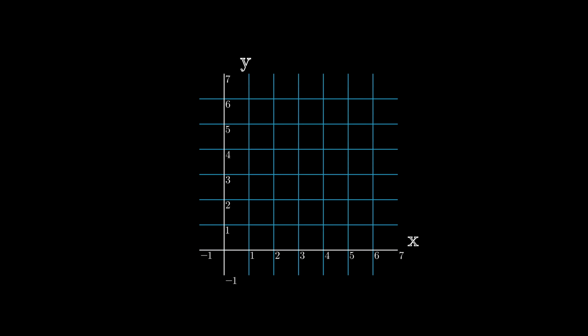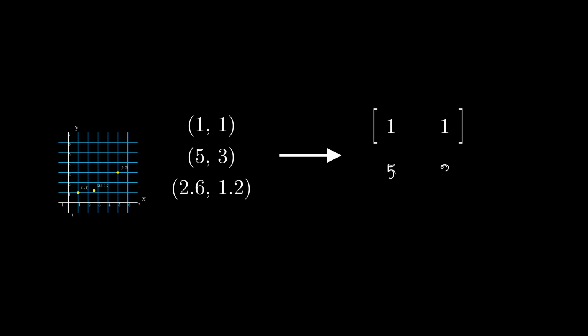What are the characteristics? Amongst many, we may say perpendicularity. With perpendicularity intact and in our mind, let's break down how things work in 2D. Imagine some points on an xy plane: (1, 1), (5, 3), (2.6, 1.2). But these aren't just mere coordinates, they are also vectors of length 2.